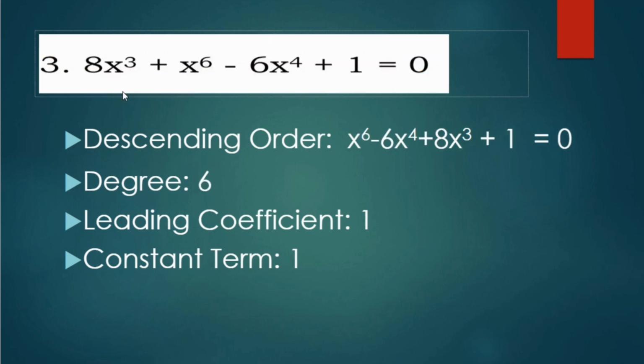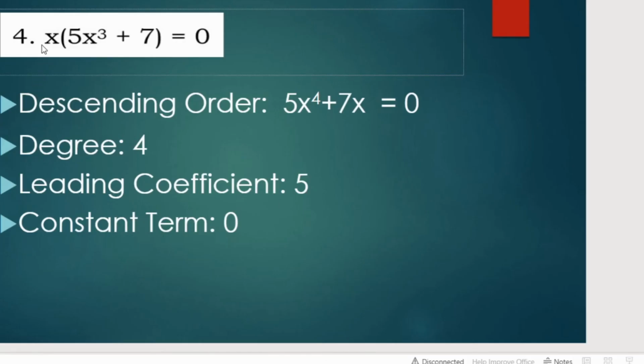So let's have number 3. 8x cubed plus x to the 6th minus 6x to the 4th plus 1 equals 0. In descending order, we have x raised to the 6th power minus 6x to the 4th plus 8x cubed plus 1 equals 0. So our leading term is x to the 6th. That is why the highest exponent is 6, and that is our degree. In the leading term x to the 6th, the leading coefficient is 1, and our constant term is 1.